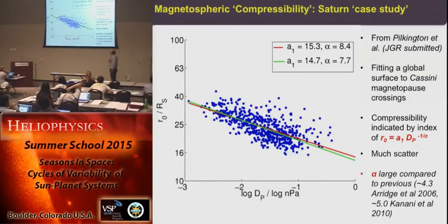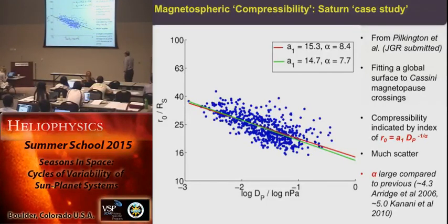Okay, so each point in here represents information from a magnetopause crossing. R0 here is the standoff distance that we get from fitting a geometrical model, and this is the logarithm of our estimate of solar wind dynamic pressure. So a simple power law on this diagram would be a straight line. We've fitted straight lines to the data using slightly different techniques, and you can see that there's a lot of scatter about these linear fits.